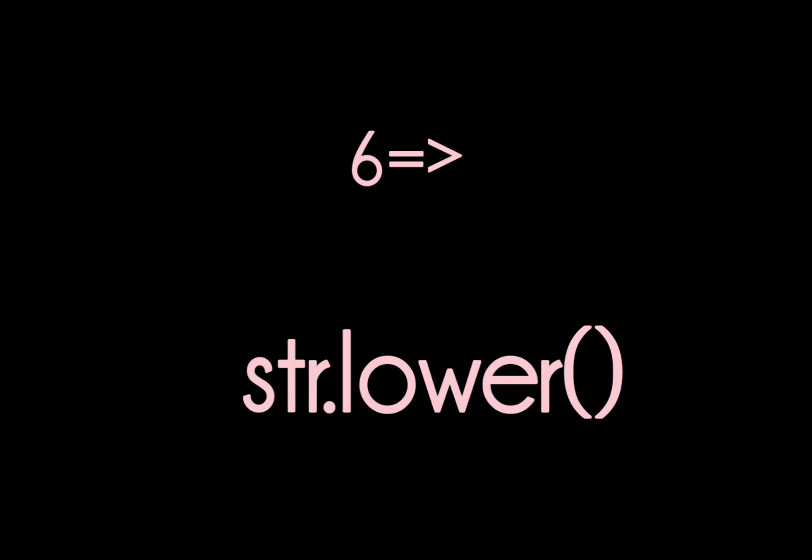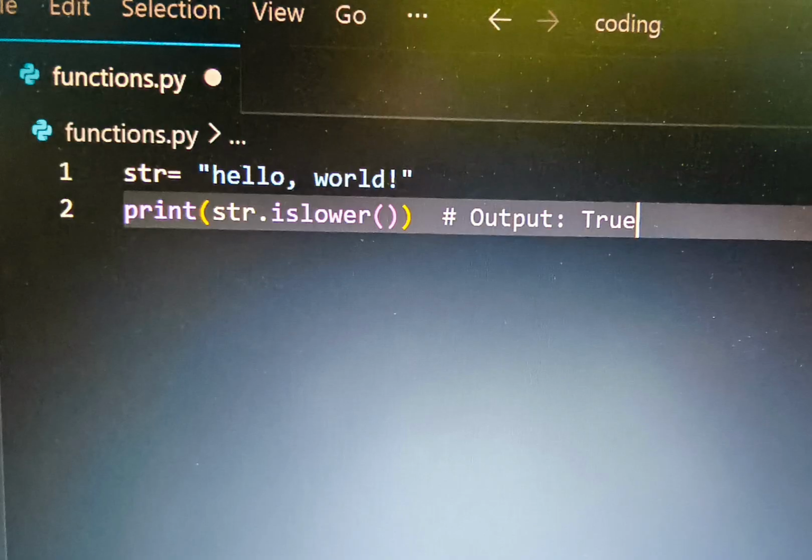Next function is lower. This function is the opposite of the upper function. It makes all the letters of the string lowercase. So first we will check whether our string is in lowercase or not. Here I have changed the string and the h of hello is also a small letter. So every letter of my string is a small letter. So when I print str dot islower, it will give me true as the output because yes, my string contains all the letters in lowercase.